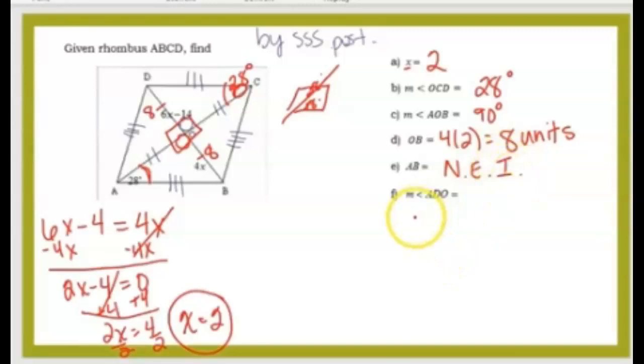And lastly, the measure of angle ADO. ADO is up here. Let me get a different color.